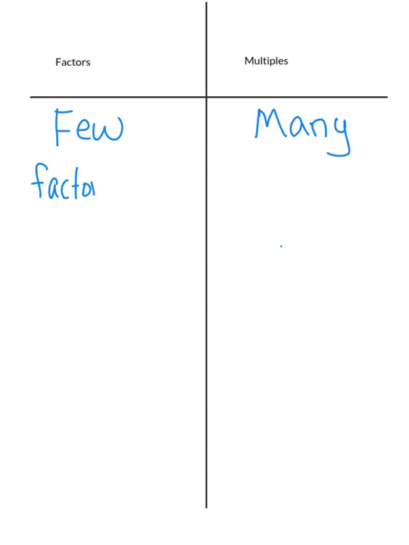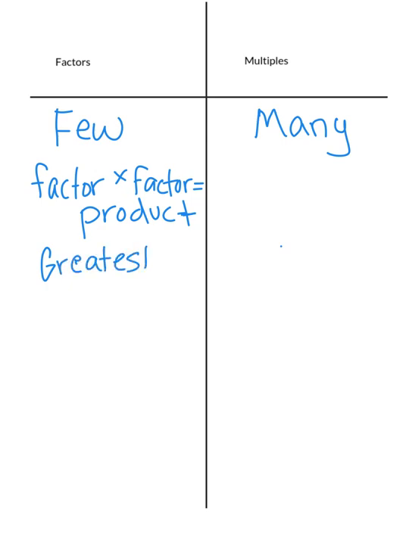So when you're looking at a multiplication expression, it's factor times factor equals product. And when we're working with fractions, you're going to use the greatest common factor, meaning the biggest factor that two numbers have in common. We use that to put fractions in simplest form.